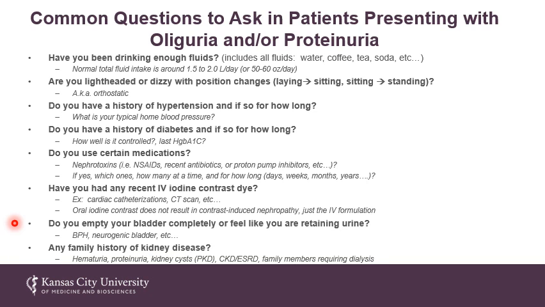Is there anyone in your family who has kidney disease? So anyone that has blood in the urine or protein in the urine, or a history of kidney cysts, which could be a sign of polycystic kidney disease, or someone that has a history of kidney disease like CKD or end-stage renal disease, or anyone that required dialysis. Sometimes you have to ask the question multiple different ways to tease that information out.